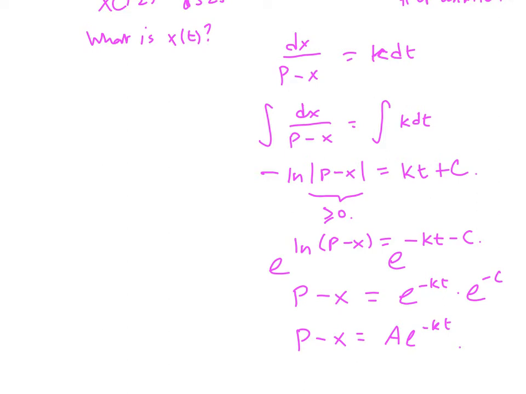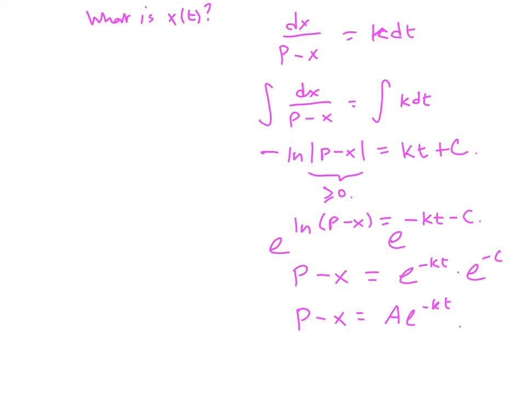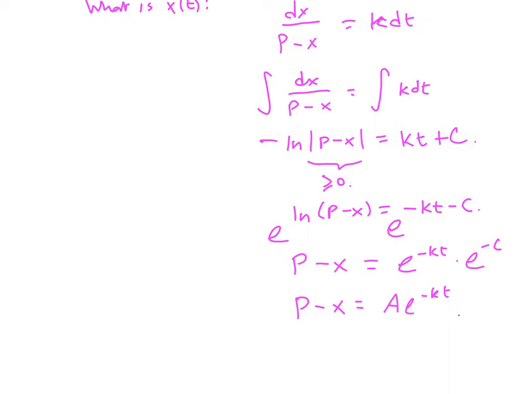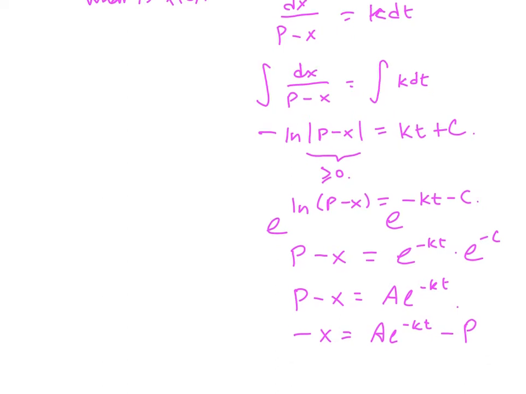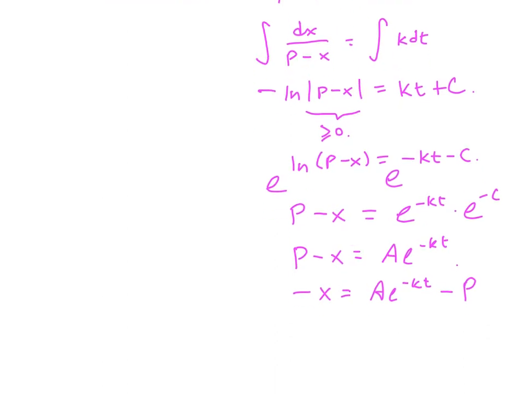All right. Now, let's see here. I'm trying to figure out what x of t would be. So I think that what's going to happen is if I subtract p from both sides, I get negative x equals a e to the negative kt minus p. And then if I multiply both sides by -1, I get x of t equals p minus a e to the negative kt.